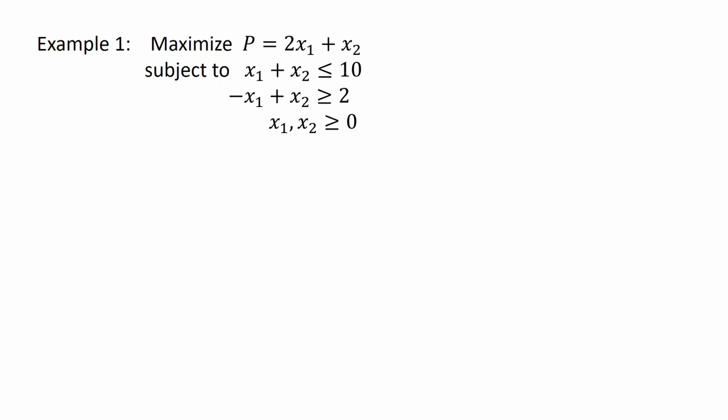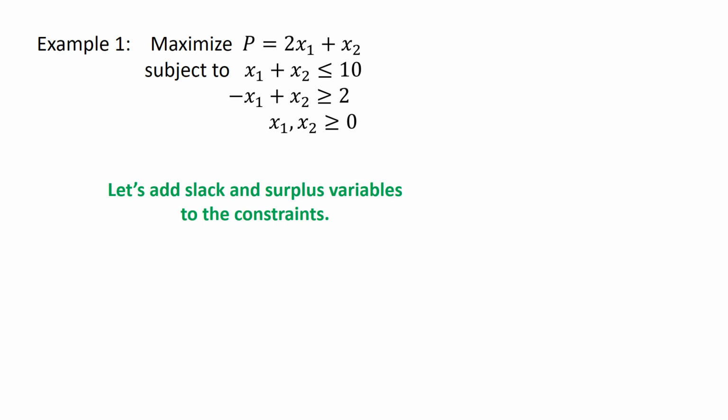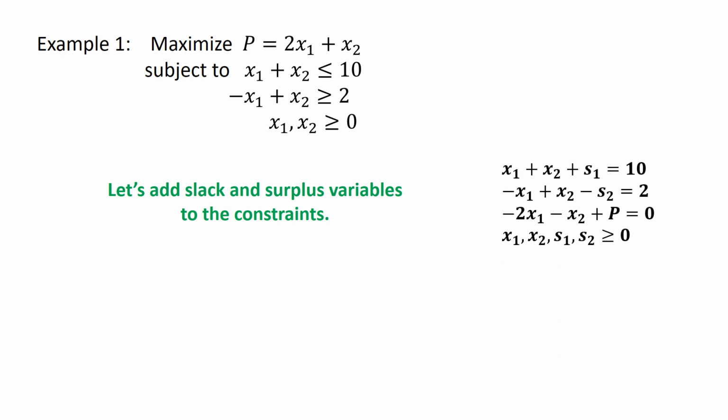So for our first example, we're going to maximize p equals 2x1 plus x2, subject to the constraints x1 plus x2 less than or equal to 10, and negative x1 plus x2 greater than or equal to 2, and of course x1 and x2 are non-negative. So first let's just add slack and surplus variables to the constraints and see what happens. The first constraint is a less than or equal, so to gain equality we're going to add s1, we're going to add a slack variable.